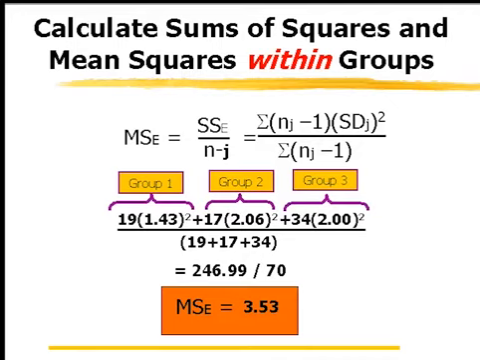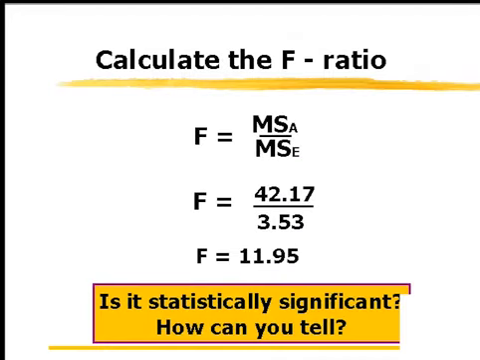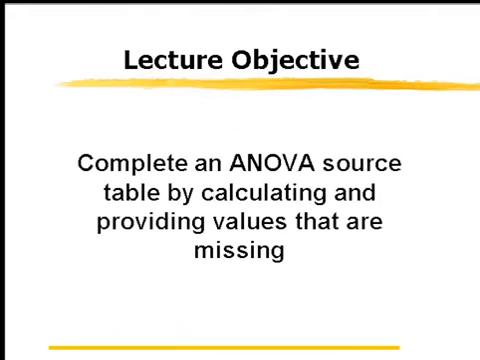In order to get the F ratio, you take the mean squares among the groups that we calculated in the first step, divided by the mean square error. So 42.17 divided by 3.53 gives you the F ratio of 11.95. Is it statistically significant? How can you tell? Well, let's take a look at another lecture objective.